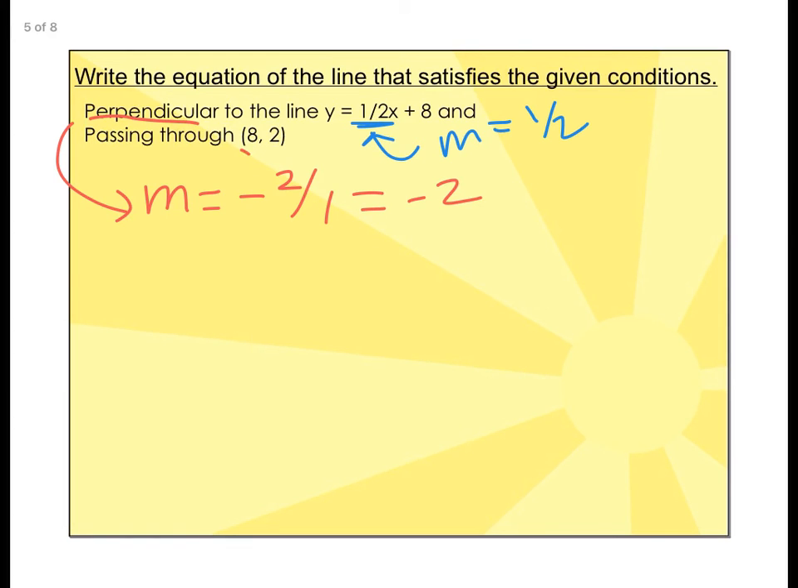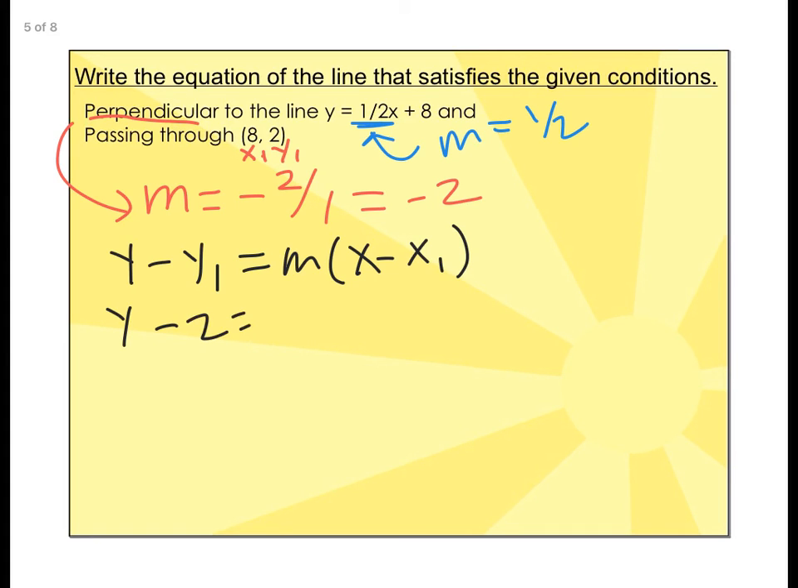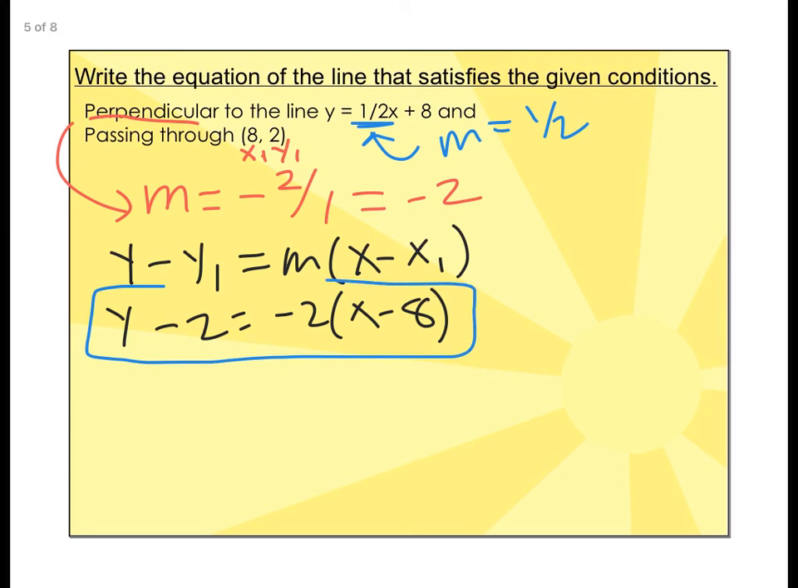Then I'm also given this point here, x1, y1. So point slope form is going to be the best fit again for us to use. I have my x1, y1, and I have my slope, so I'm going to plug it in. I get y minus 2 is equal to negative 2 times x minus 8. Now, I didn't say you had to graph, so you could leave your equation just in this form and be done.